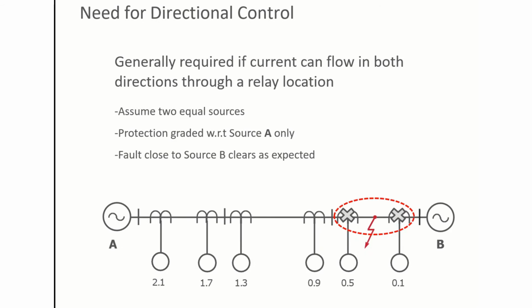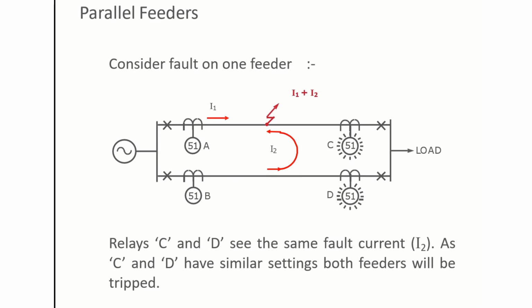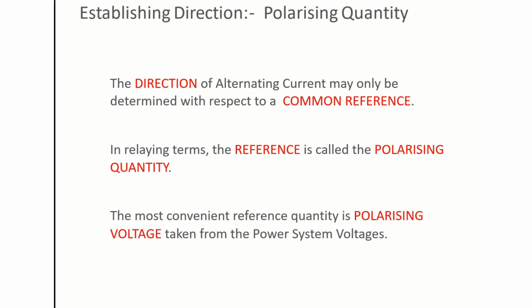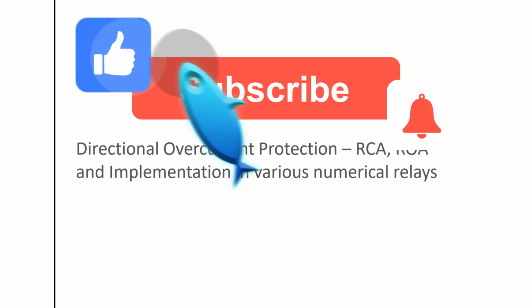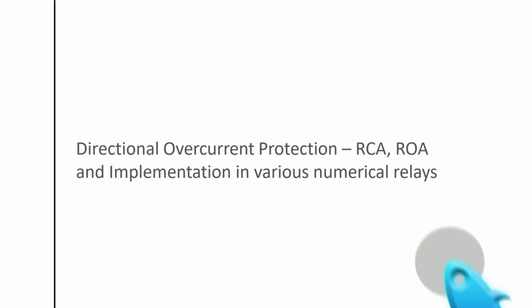All these things we have already discussed in our previous sessions. And now, from here, today's session starts. In this session, we will specifically focus on the concepts of RCA and ROA. The implementations in various numerical relays like ABB, Siemens, GE, Alstom, NR, we will discuss in separate sessions one by one. So in today's session, we will only discuss the basic concepts of RCA and the polarizing quantities.